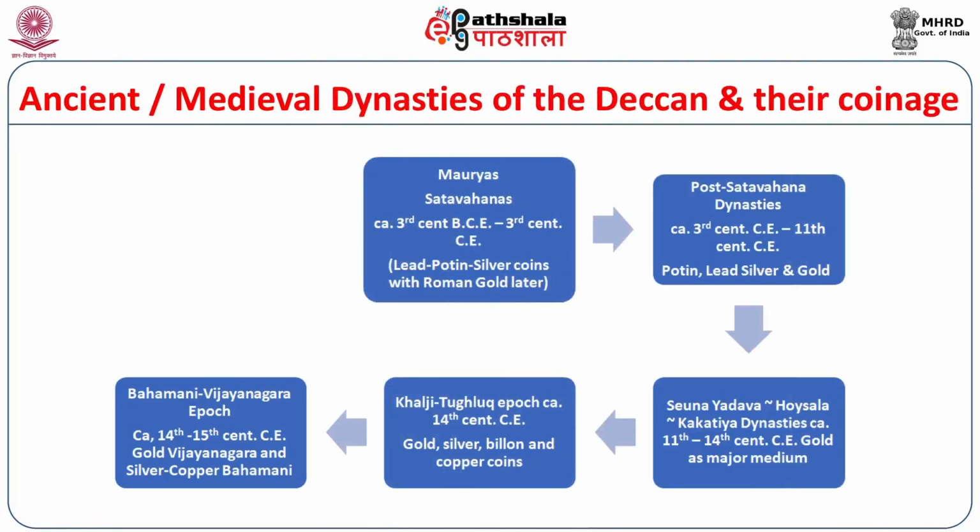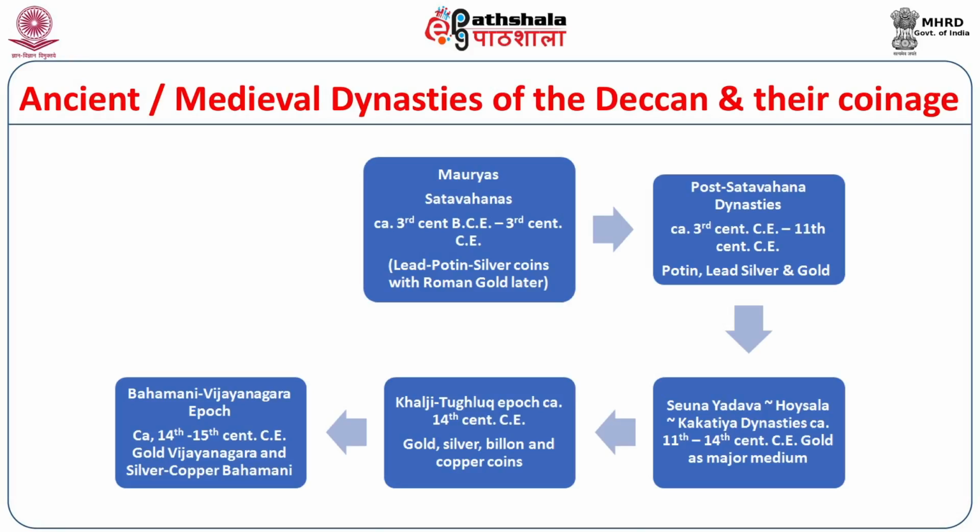If we look at the history of ancient Deccan, we see various dynasties which came into power, beginning with the Mauryas, who then gave way to the Satavahanas right from the 3rd century BC to the 3rd century of the Common Era, when they issued lead, potin, silver and various kinds of gold coins. At this stage, we also find Roman gold coins coming to Deccan. Post the Satavahana period, we find a period of confusion where there are various local dynasties which also issued their own coins, largely in base metals like lead, potin, very sparingly in silver.